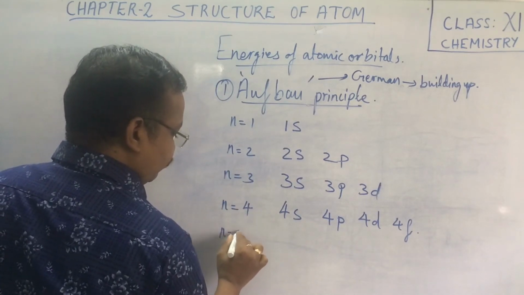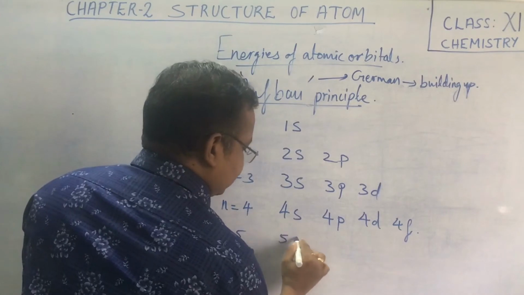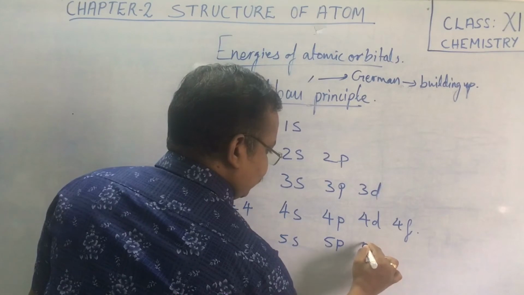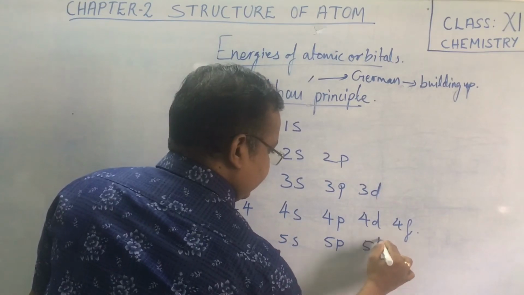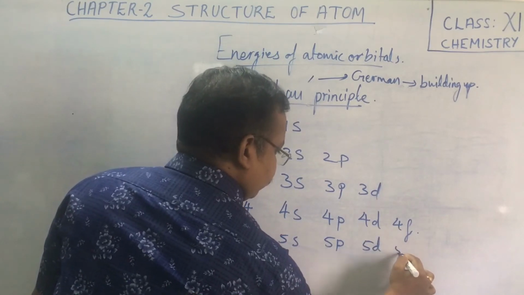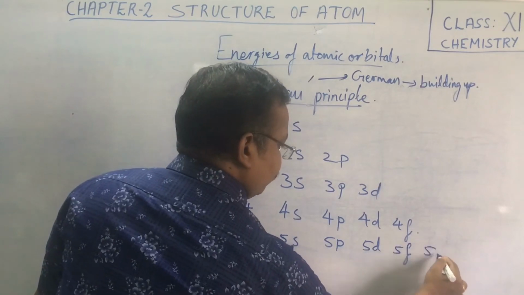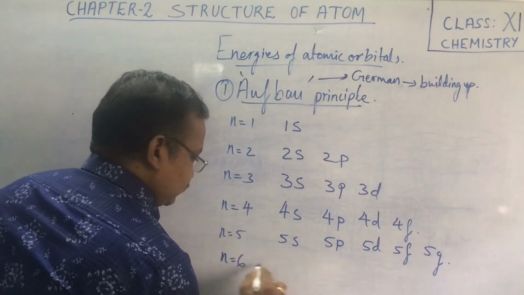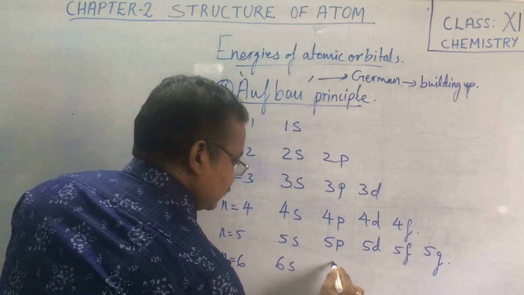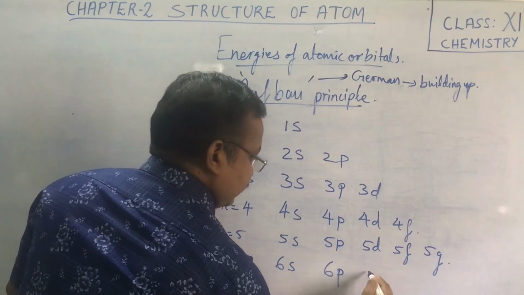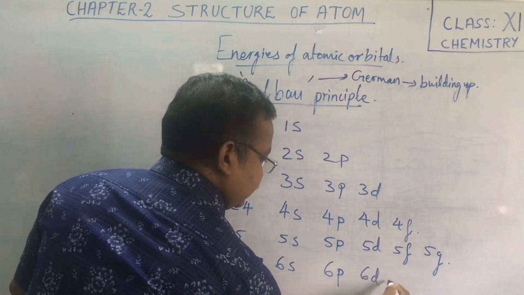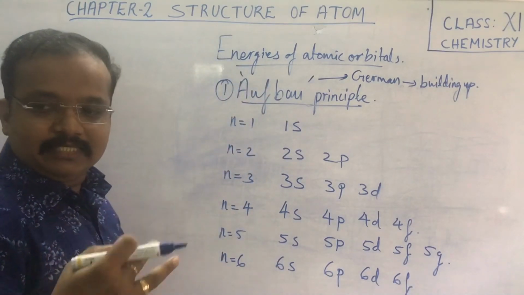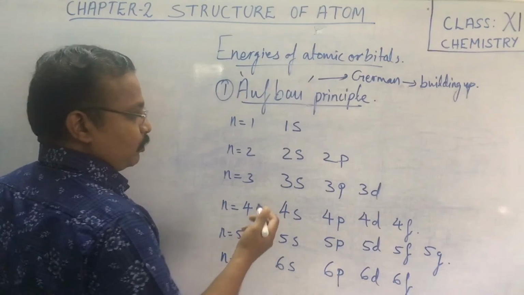And when n is equal to 5, we have 5s, 5p, then 5d and 5f, and even you can have 5g also. Okay, and when n is equal to 6, we have 6s, 6p, then 6d, 6f, etc. Now, how these electrons are arranged, I am talking here.